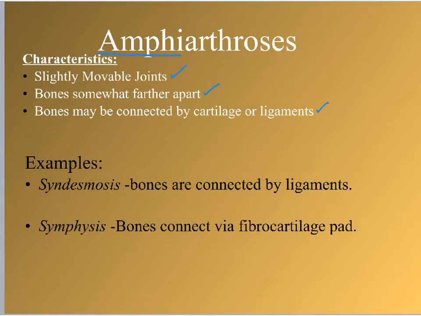So I've got in the next slide a picture for you that shows you two examples of amphiarthroses. One that's called a syndesmosis and one that's called a symphysis. So in a syndesmosis, the bones are anchored together via ligaments, like many bones are, but in an amphiarthrosis, they're only going to allow for slight movement. And then a symphysis, where bones are connected using a fibrocartilage pad.